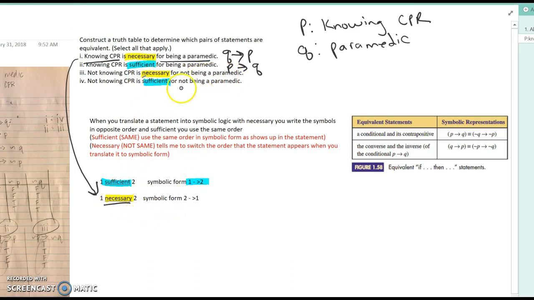Necessary, the order switches, so not being a paramedic would be not Q implies not P. And then sufficient, not knowing CPR, so this would be not P implies not being a paramedic, not Q.